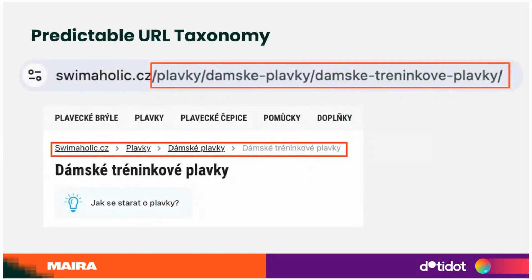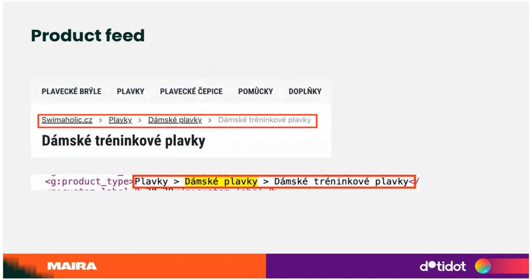Here is a real example from my client, how he has it. If you look at the top part, you can see the URL and category path from the website that just copies it. And the same applies to the product feed. We basically have everything stored in the element product type, which is used for Google. And this is what we are going to work with.